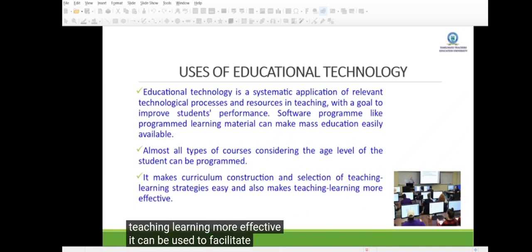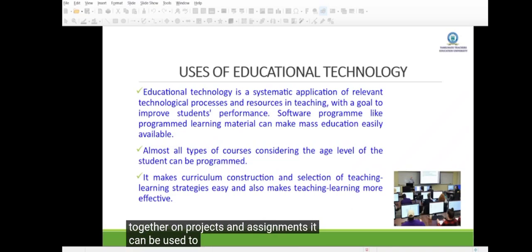It can be used to facilitate online learning, allowing students to access materials and courses from any location with an internet connection. And education technology can be used to create personalized learning experiences for students. This involves tailoring instruction and materials to meet the needs of individual students. It can be used to assess students' understanding and progress, providing teachers with valuable data to inform instruction. It can be used to support collaboration among students, enabling them to work together on projects and assignments.